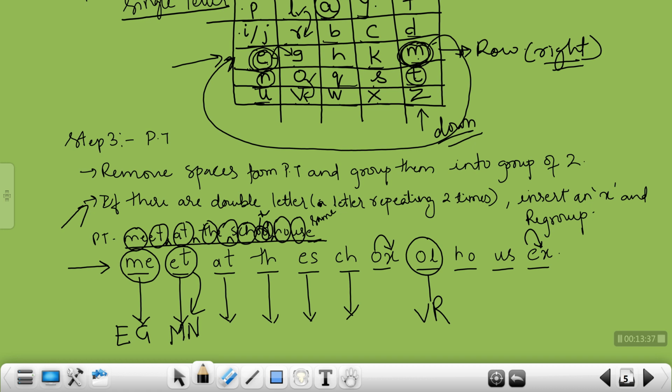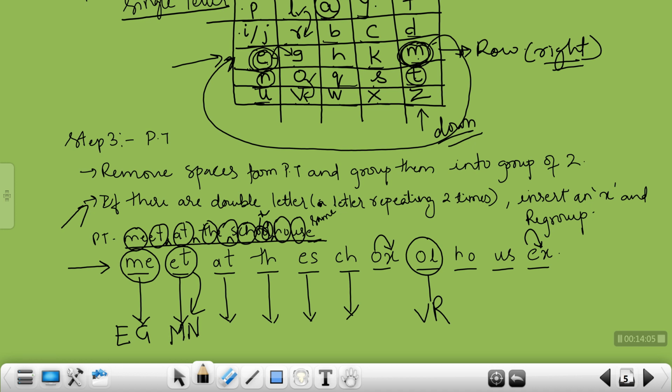So do not get confused over here. This is very, very simple. 3 rules are present over here. Rule number 1, if they are not present in same row and same column. Rule number 2, when they are present in the same row, we have to select the right one. Rule number 3, if they are present in the same column, we have to select the immediate downward. Wrapping around is possible. If it is the last column, or the last row, we can wrap around to the first item.